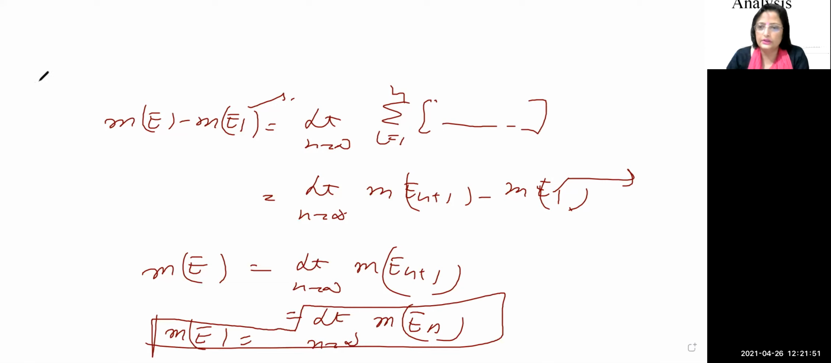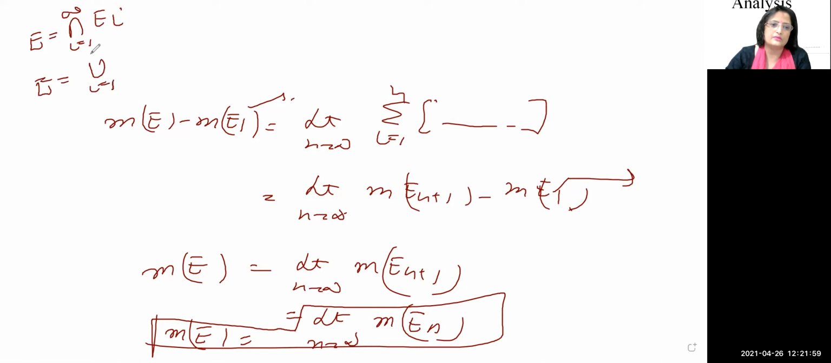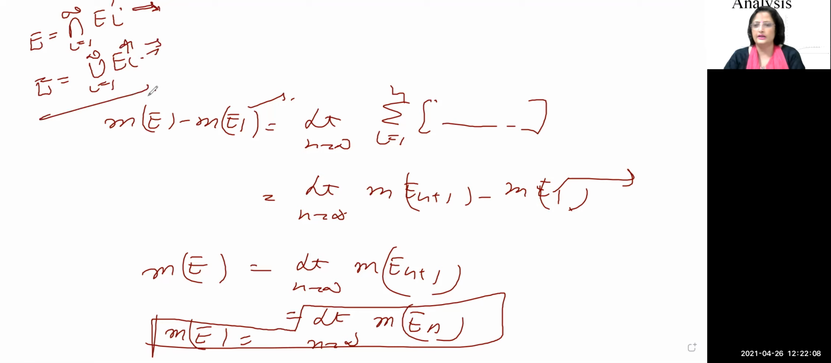So we have done two theorems. The one where you have taken E equal to intersection i running from 1 to infinity, and the second theorem, where you have taken union i running from 1 to infinity. This is a decreasing sequence, and this is an increasing sequence. Here you are finding the limiting values for both. So that's all about today's lecture.